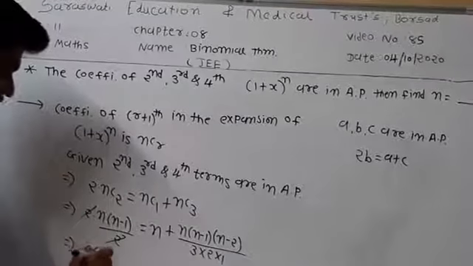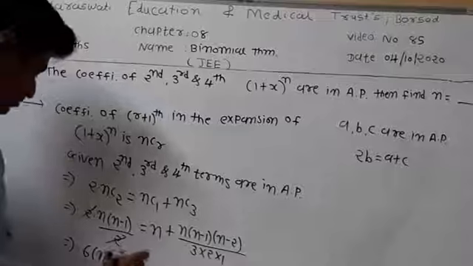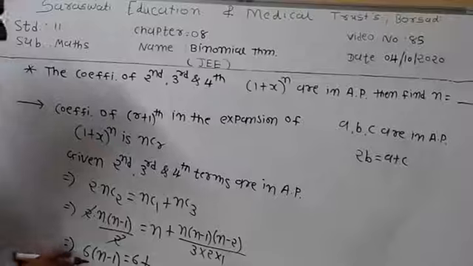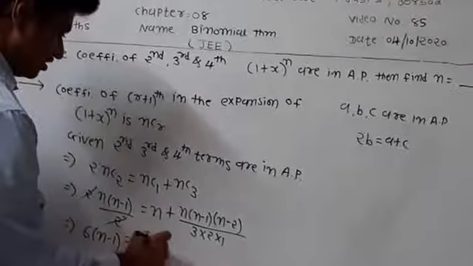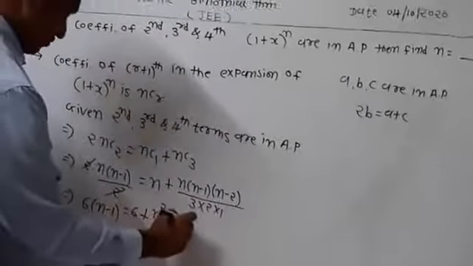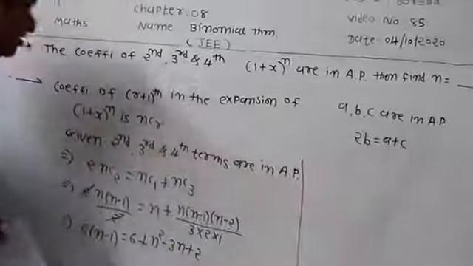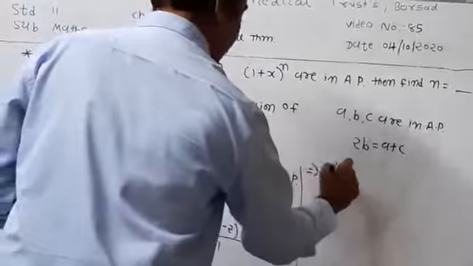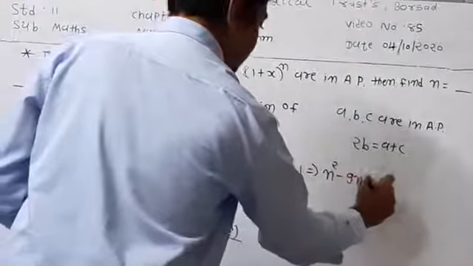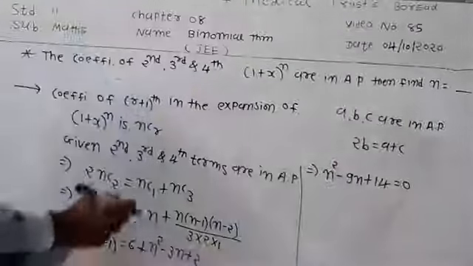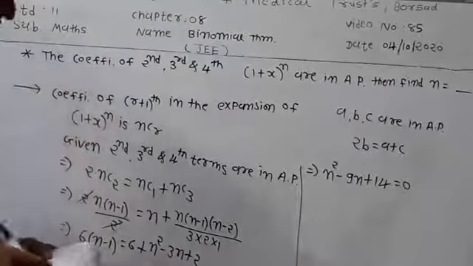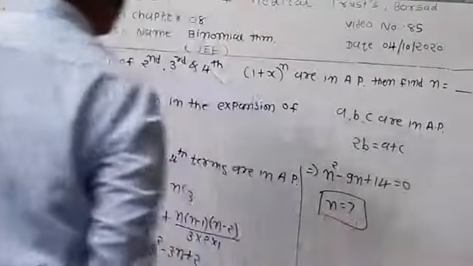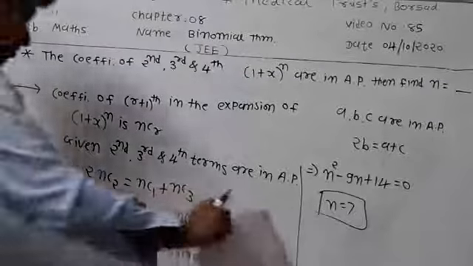Here n is present, so remove this n, and 6 multiplies in both these terms. So 6 into bracket n minus 1 is equal to 6, plus the remaining term is (n minus 1)(n minus 2). So open this bracket, and we get n square minus 3n plus 2. Now after simplifying this term, we get the equation n square minus 9n plus 14 is equal to 0. Now using the splitting method, factorize this equation. So here we get one value, n is equal to 7. So our answer is n is equal to 7.